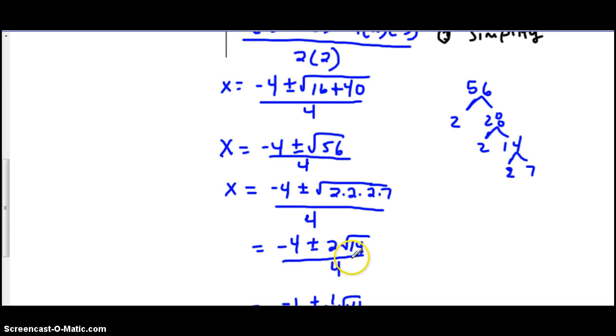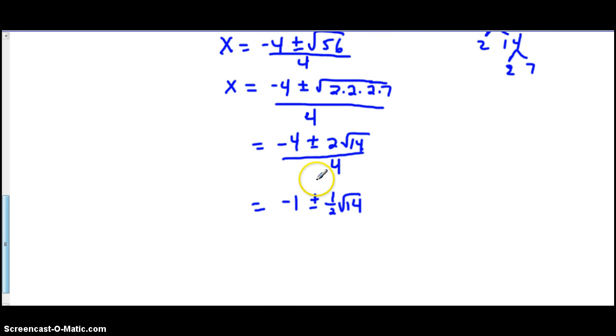Now our radical is simplified, but we have to think about our fraction here. So both items are being divided by 4, so I could divide negative 4 divided by 4 to get negative 1, and I also can divide 2 by 4 to get 1/2. And I have two answers here for my quadratic formula. Negative 1 plus or minus 1/2 times the square root of 14. Okay, now let's remember what this means.